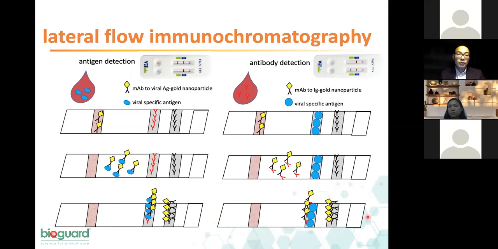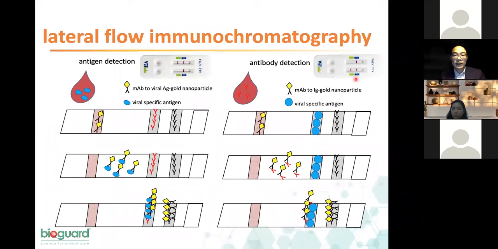The lateral flow immunochromatography has a lot of advantages. Firstly, they are very robust. You can store them at room temperature, and they're quite straightforward, no nonsense, simple to use, with just two to three drops of blood, and that's it.